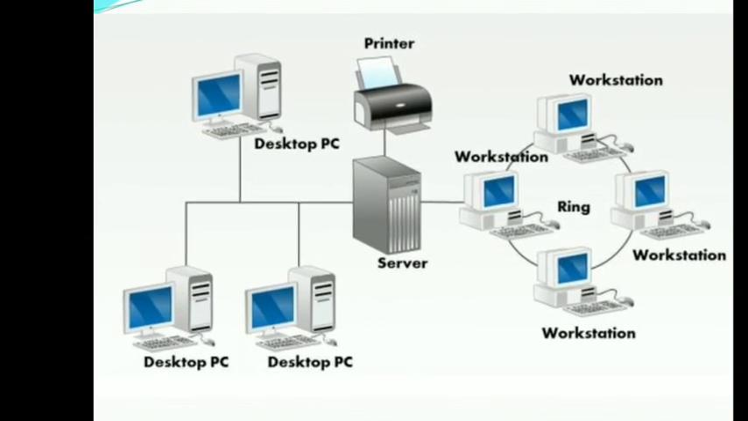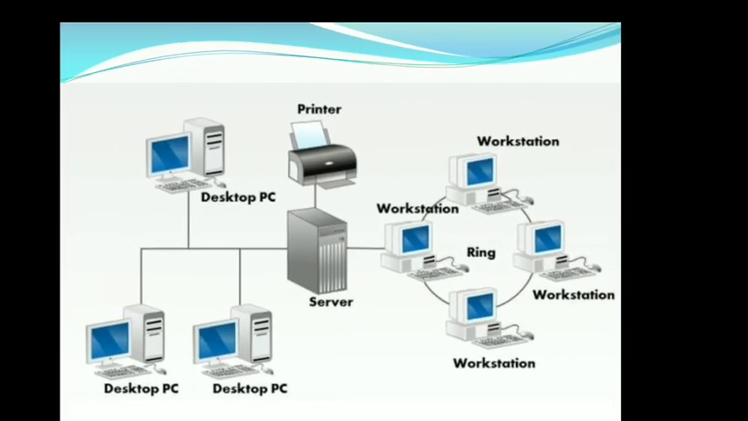Now here we have one example of a network. Here you can see a server. The server is connected to a printer, and there are three systems connected to the server. So this system can also access the printer, and this system can also access the printer. Fine. Here is one workstation where four systems are aligned using ring topology. Okay, fine. Let's move to another slide.